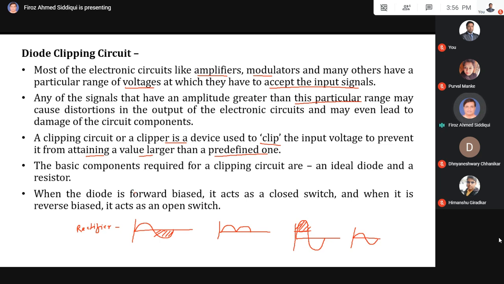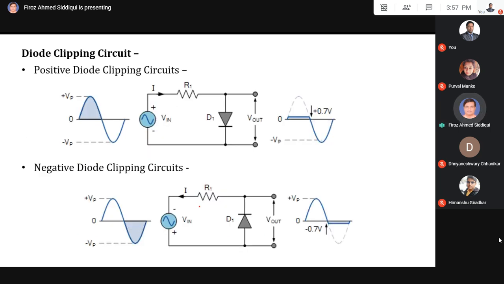The basic components required for clipping एक ideal diode and a resistor only. When the diode is forward bias, it acts as a closed switch. ये हम पहले भी देख चुके हैं. And when it is reverse bias, it acts like an open switch. So let us see how it works.